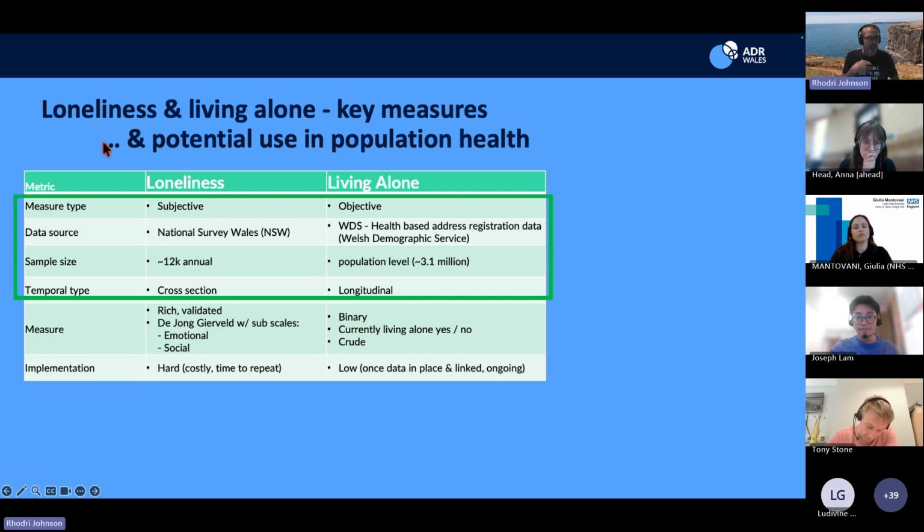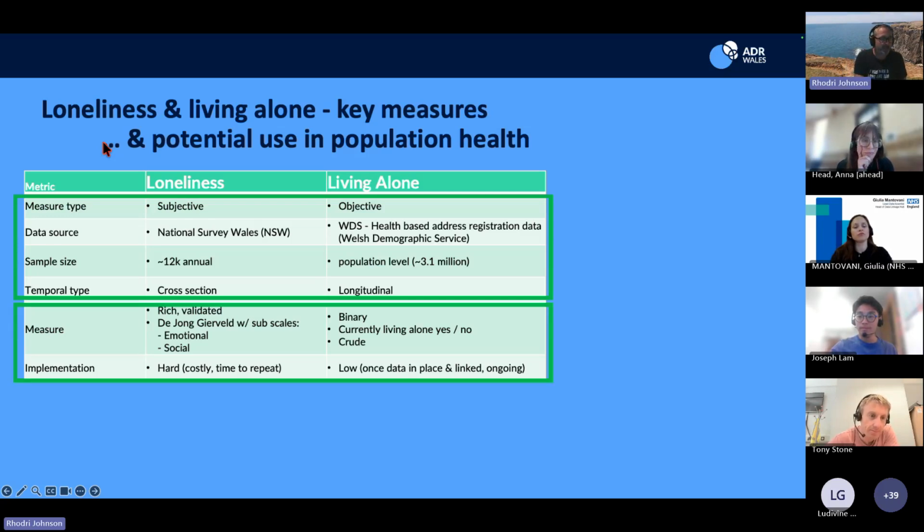Sample size for the National Survey of Wales is around 12,000 people annually, whereas for WDS it's the population of Wales, and it's longitudinal, whereas obviously the survey is cross-sectional. So different advantages for both.